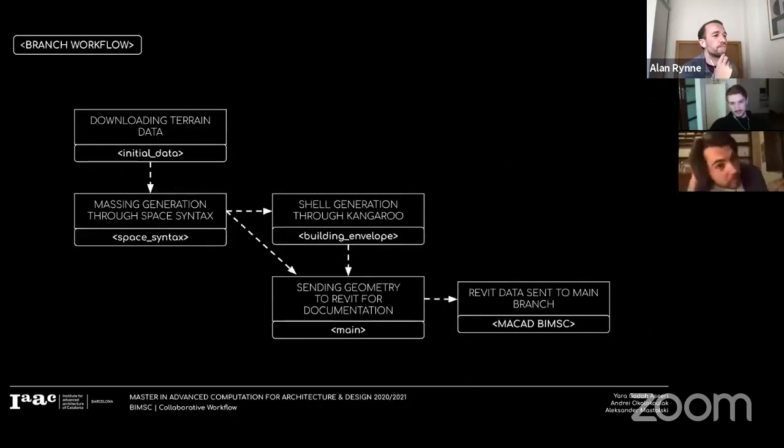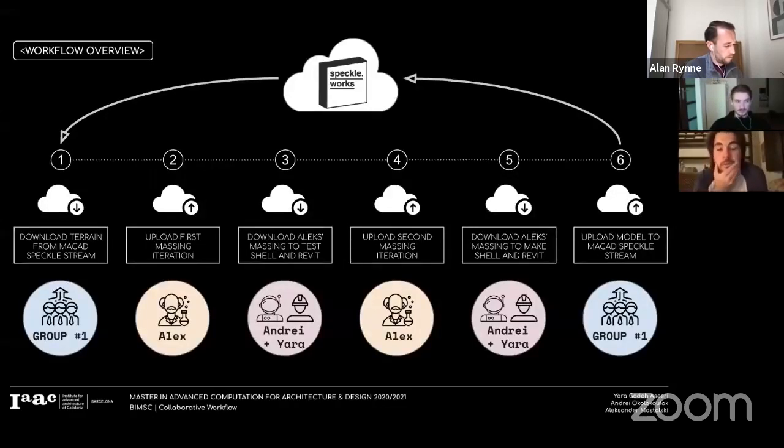In the next slide, you will see the branch workflow. First, we downloaded the terrain into our branch called initial data. And then Alex uploaded his massing into its space syntax branch, which both Yara and I used further, me to generate a shell. And then Yara downloaded both of our geometries to later push it back to the main branch or stream. And of course, to later send it to the MaCAD stream for the studio project. And here you can see also the overall timeline or workflow. I think this needs no more explanation. Let's jump right into this.